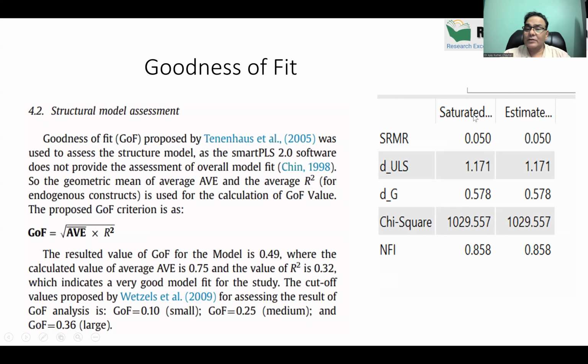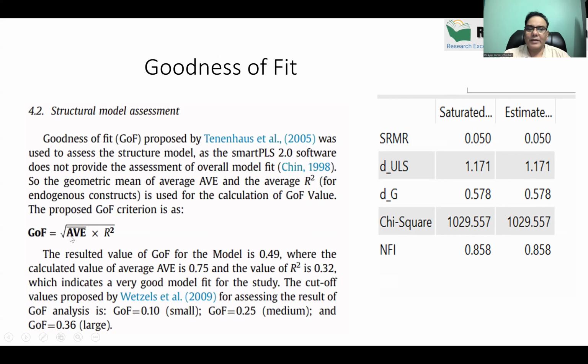अगर ये मॉडल सैचुरेटेड होता तो 0.85 होता, हमारा भी 0.858 है. So our model is close to this best model. So ideally, SRMR should be less than 0.08. NFI should be greater than 0.8.